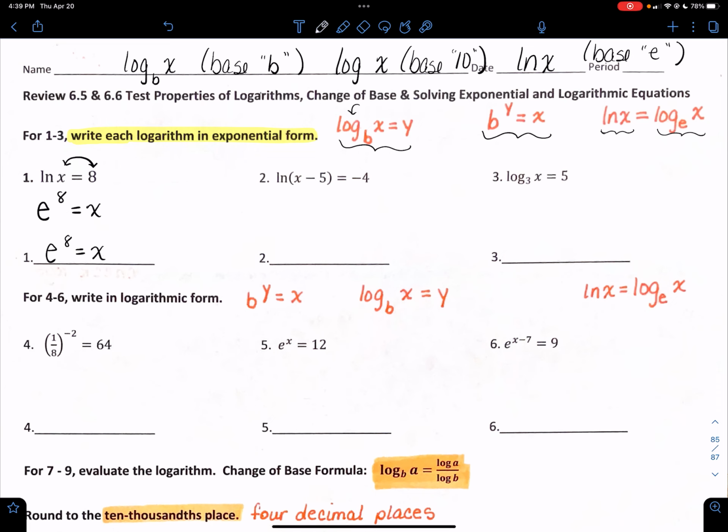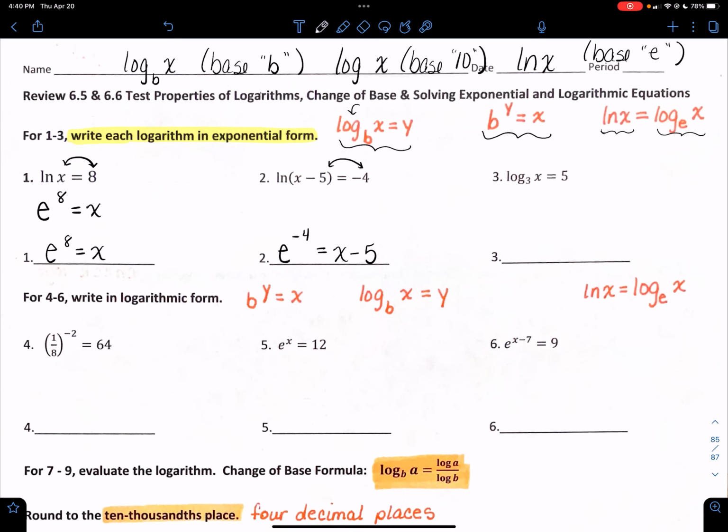Okay. All right, number 2, we have a natural log, so that means my base is going to be e. The argument is x minus 5, and the answer is -4. So the argument and the answer here are going to switch place. So I will have e to the -4th power is equal to x minus 5.